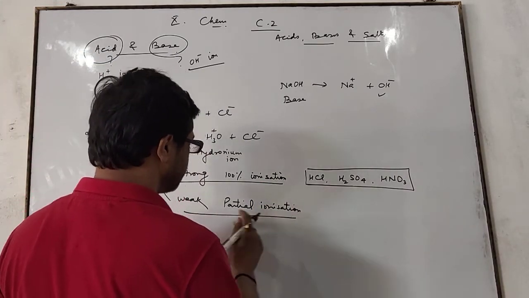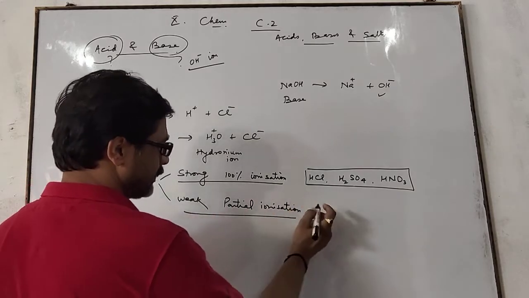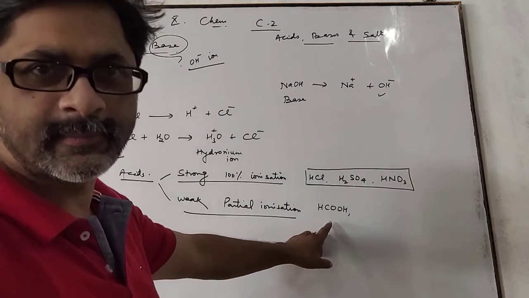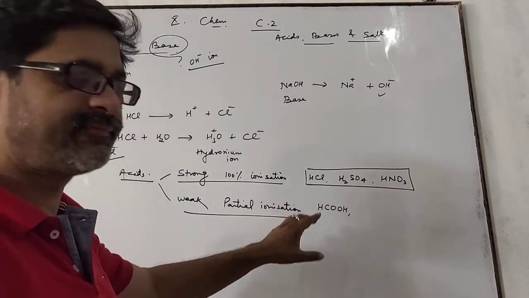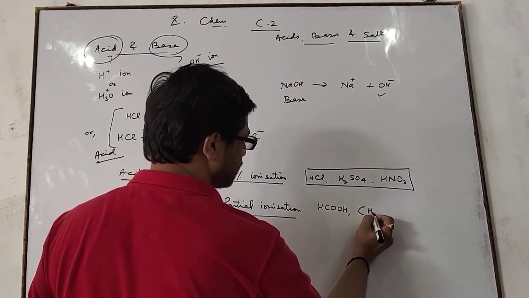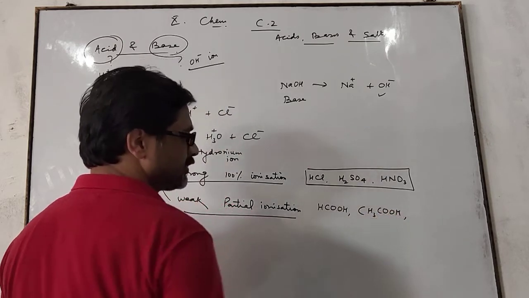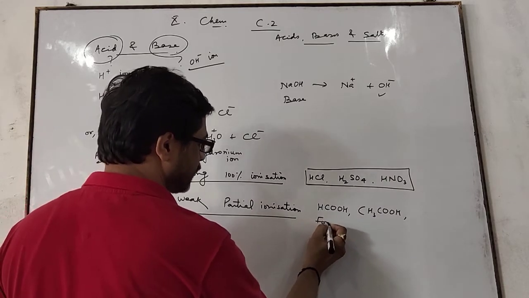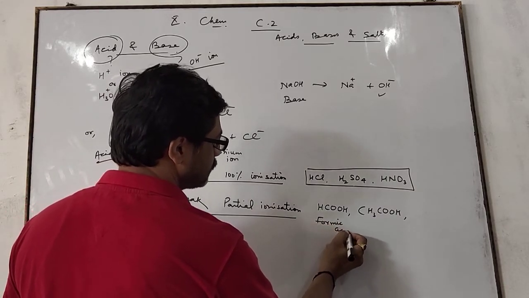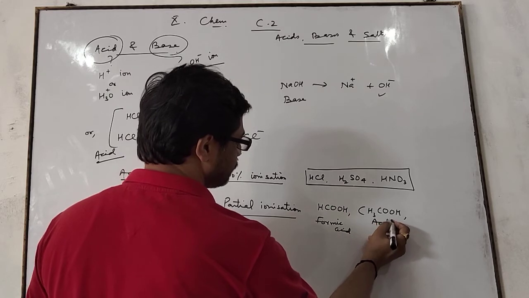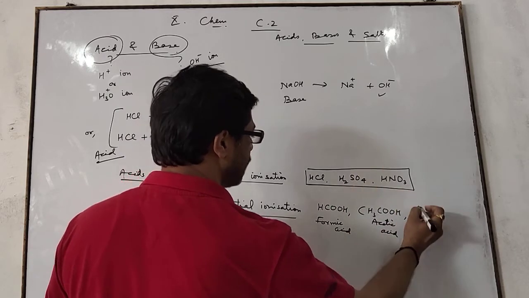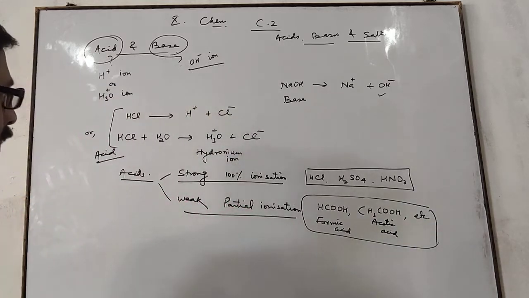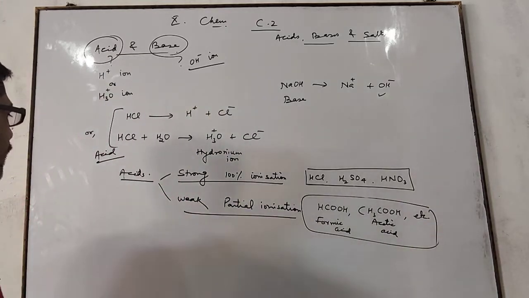And most of the acids are weak acids, like HCOOH. This one is formic acid. This is a type of weak acid. CH3COOH is also a type of weak acid. This is acetic acid, and so on. Most of the acids are weak acids. Only a few are strong acids.